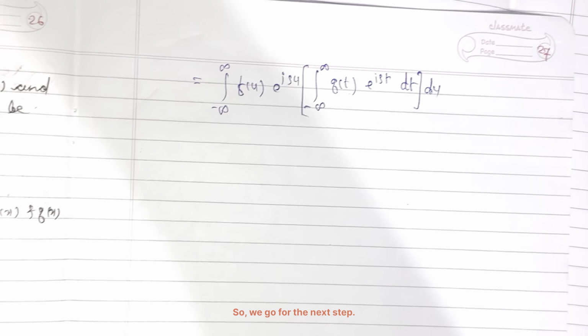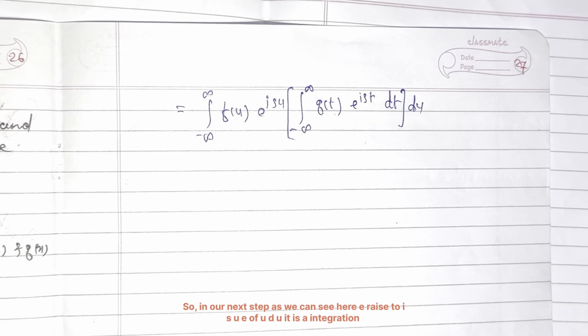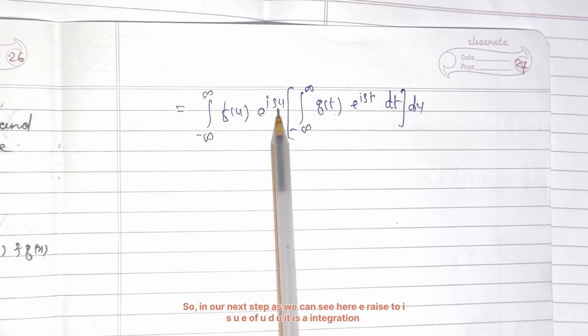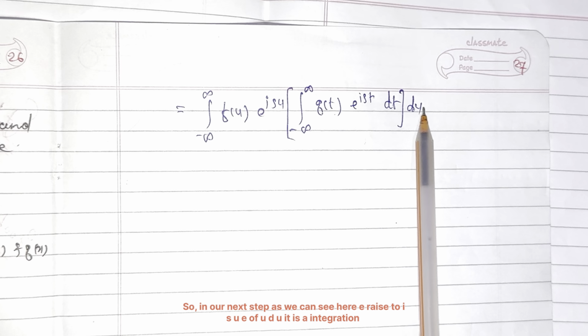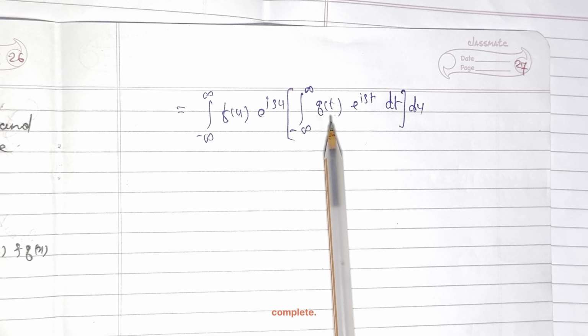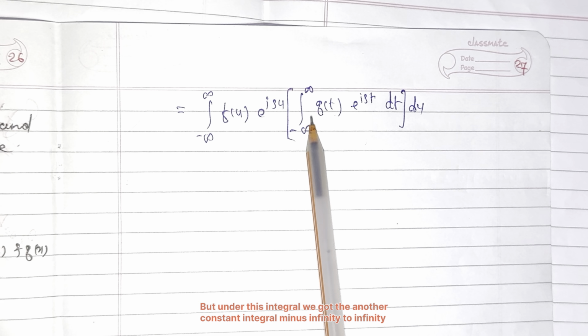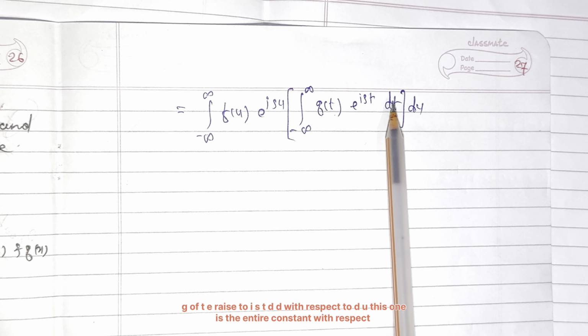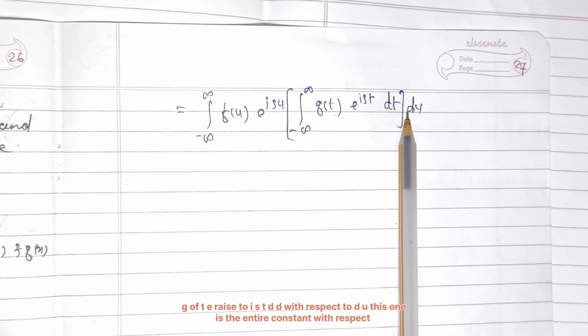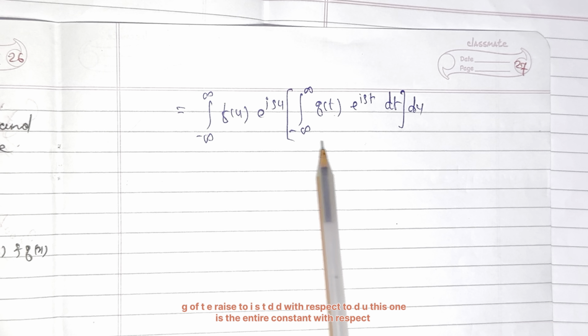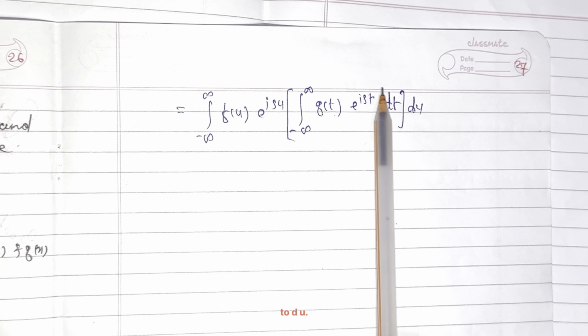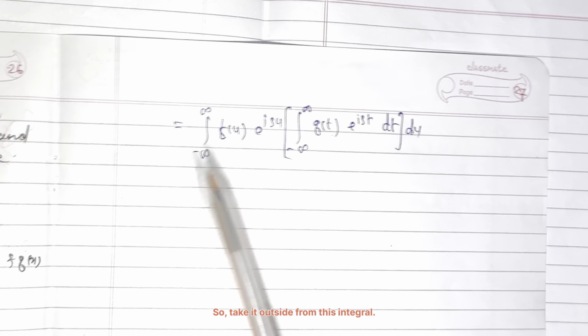So we go for the next step. As we can see, e raised to isu f of u du is an integration complete. But under this integral we got another constant integral, the integral from minus infinity to infinity of g of t e raised to ist dt. With respect to du, this is an entire constant term, so take it outside from this integral.